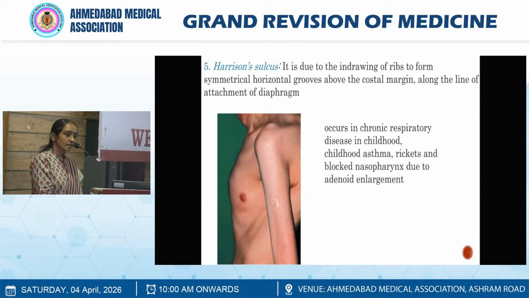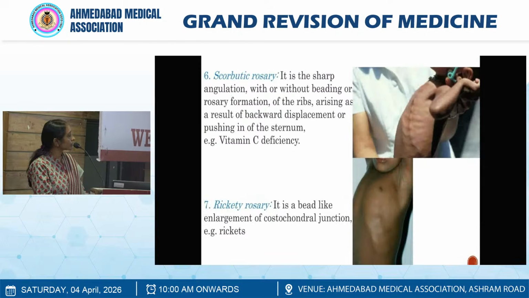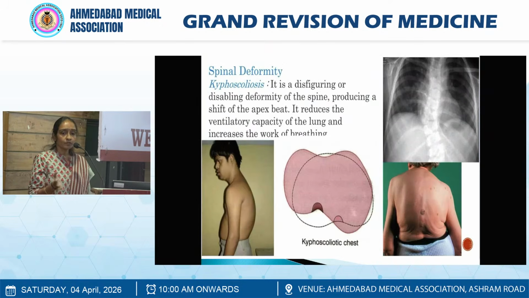Harrison sulcus, again in rickets: there is an indrawing of the ribs with a horizontal groove at the costal margin. Rosary: you have learnt two types in pediatrics, scorbutic rosary and rachitic rosary. One is tender, one is non-tender. Kyphoscoliosis is again a spinal deformity. Why is it important in respiratory examination? Because it limits the lung ventilatory capacity.